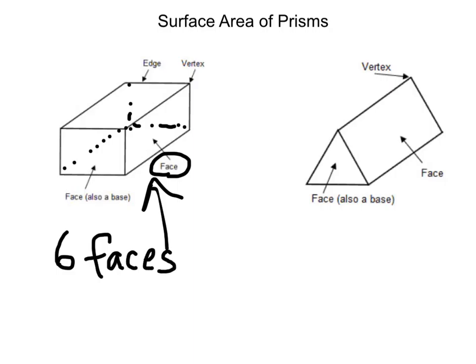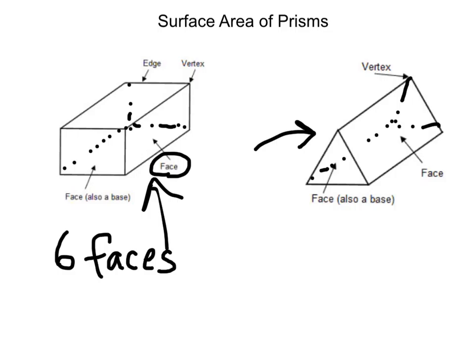And to find the surface area, we would need to account for the area of all 6 of those rectangular faces. Here we have a triangular prism. All right, how many faces does the triangular prism have? It's not 6. Okay, the answer is 5.